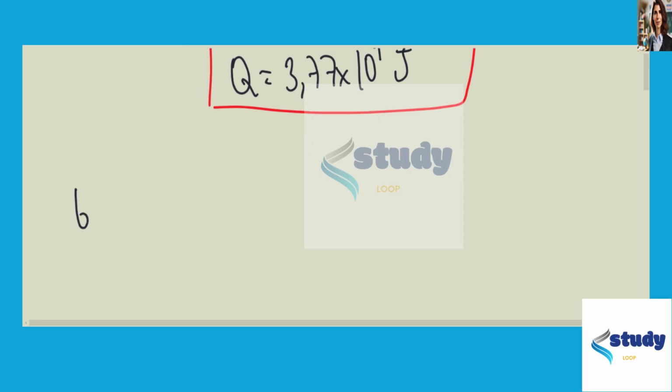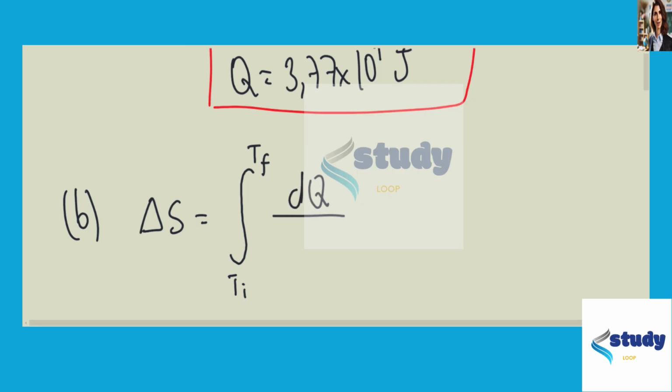And for part B of this problem, we need to find the change in entropy. So we know that the change in entropy is the integral from the initial temperature to the final temperature of the differential in heat over the temperature.